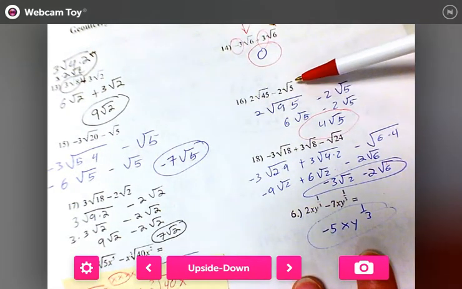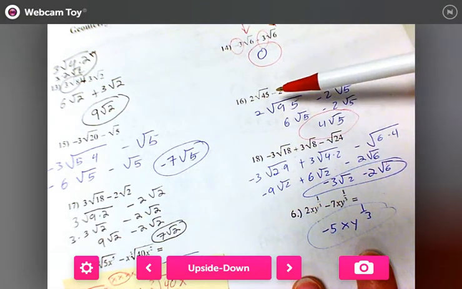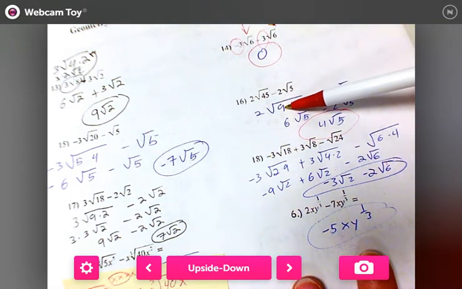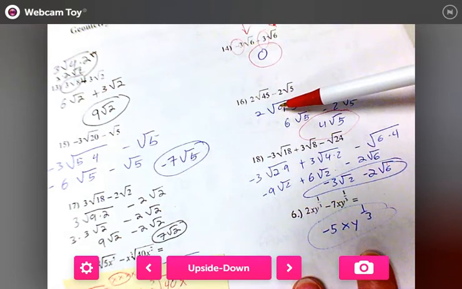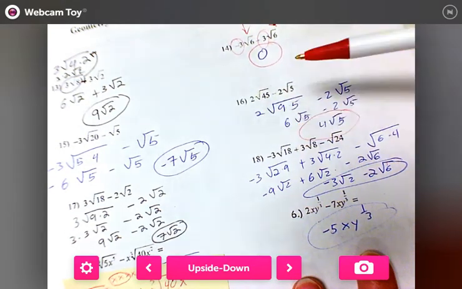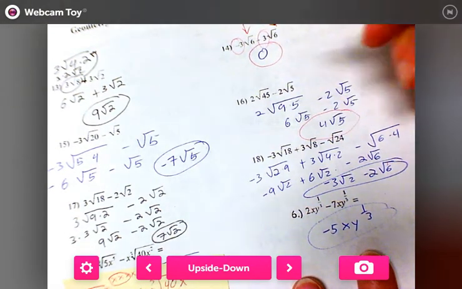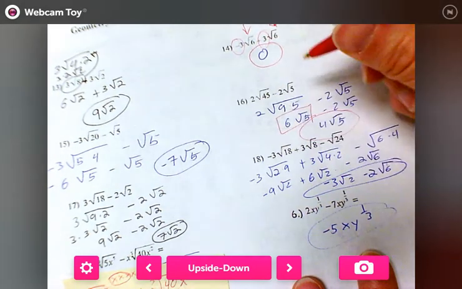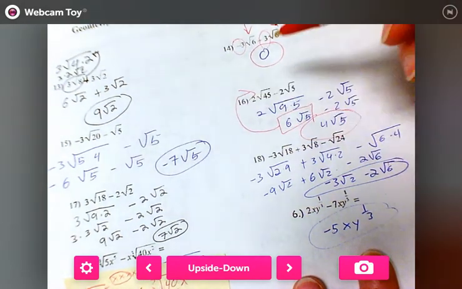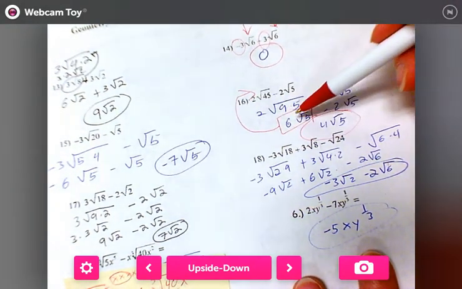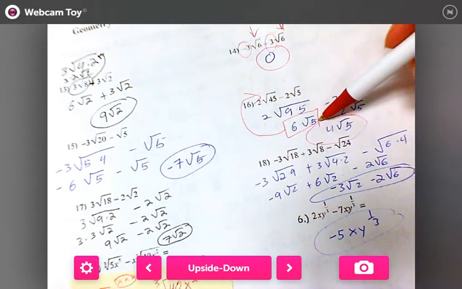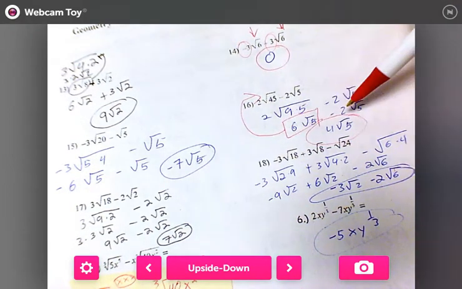See, this is 45 and this is 5. Well, what times 5 gives me 45? Oh, that's 9. 9's a perfect square. The square root of 9 is 3. 2 times 3 is 6, so we get 6 square root 5 minus 2 square root 5. These two right here, 6 square root 5 and 2 square root 45, those are the same. It's just more simplified to get it to be the 5. And then 6 minus 2 gives me 4.